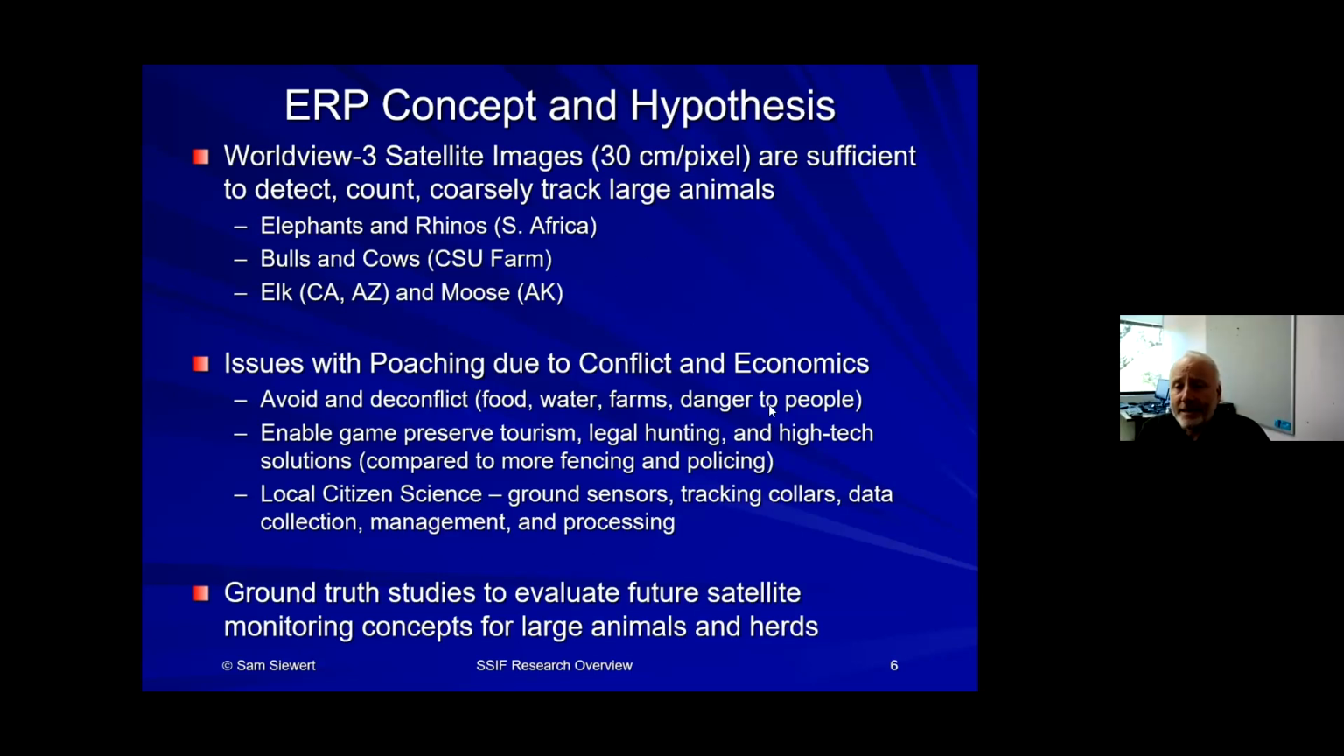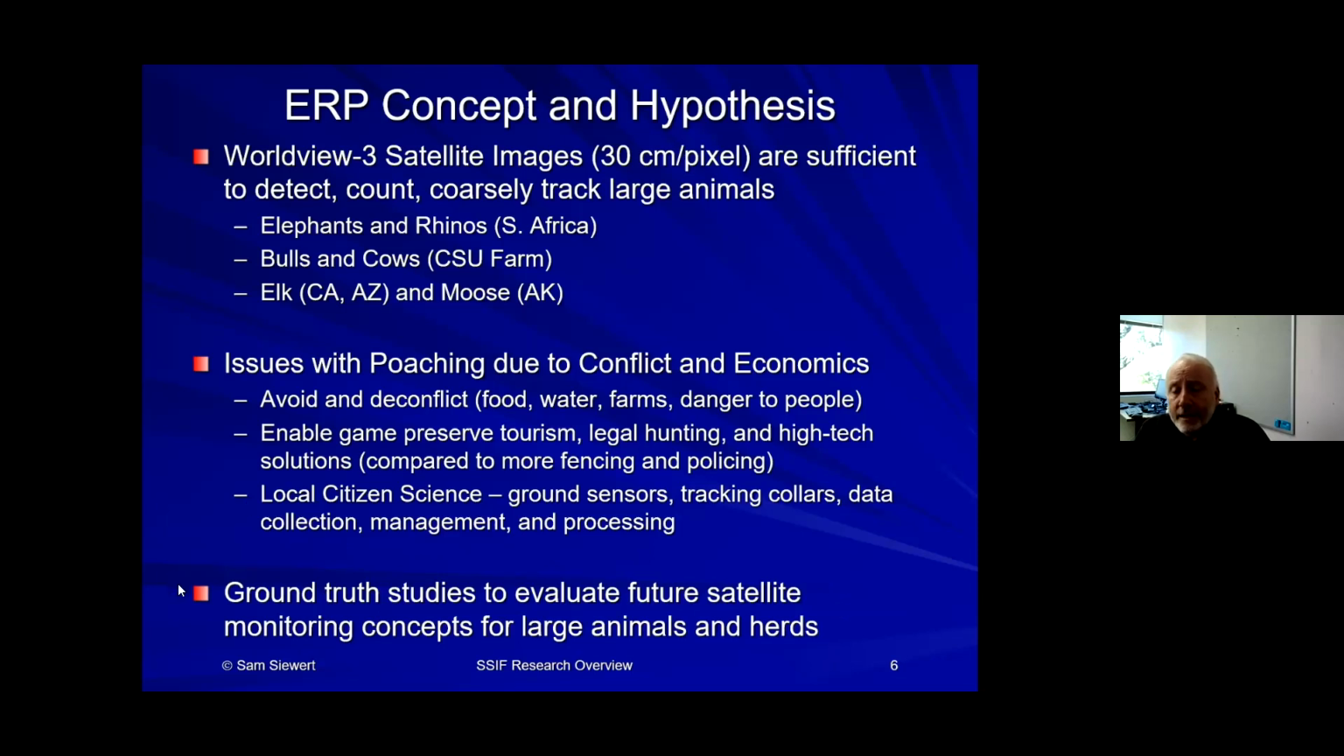So as I said, the issues with poaching, we're not necessarily trying to solve that. We're trying to bring information to the problem with the hope that it will deconflict the problem. And it could enable people who live in these areas, as with local citizen science. So in South Africa, one of our ideas is to leave some of the computing equipment and the sensors behind so we can stay in contact with them and understand the problems better and enable or equip them.